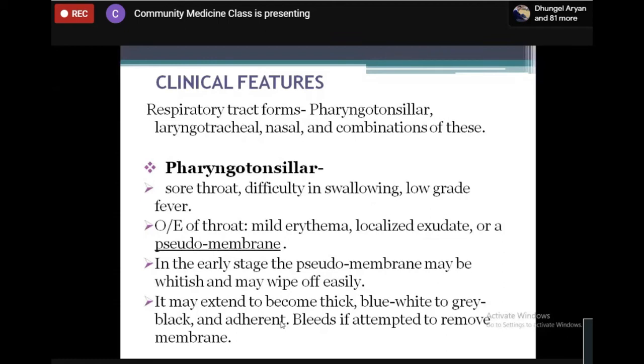In the early stage, the pseudomembrane may be whitish and may wipe off easily. When it has started forming, it is white in color, and you can easily wipe it off with a tongue depressor, which ENTs use. In later stages, the pseudomembrane becomes very thick and changes color, from whitish to bluish white to grayish black. It becomes adherent to the mucous membrane strongly, so you can't wipe it off easily. If you try to scrape it off, it will start bleeding.